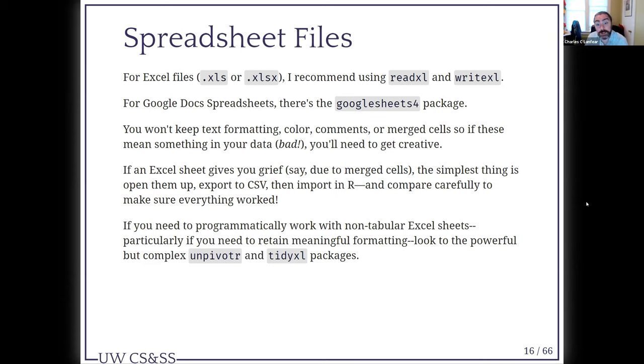So if you need to programmatically work with non-tabular Excel sheets, that is, things that have merged cells, or you actually need to pull out the colors, the comments, all that kind of stuff as real data, you can do it. You can do that using packages like unpivotr and tidyxl. These can digest all of that hideous Excel code and return it as information in list objects in R so that you can keep all that.